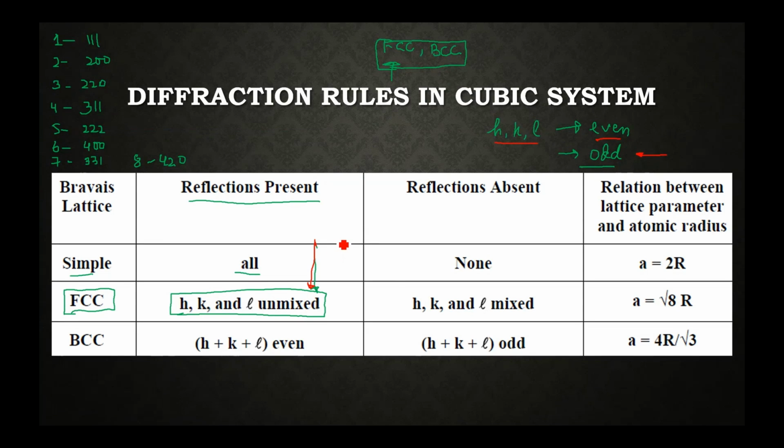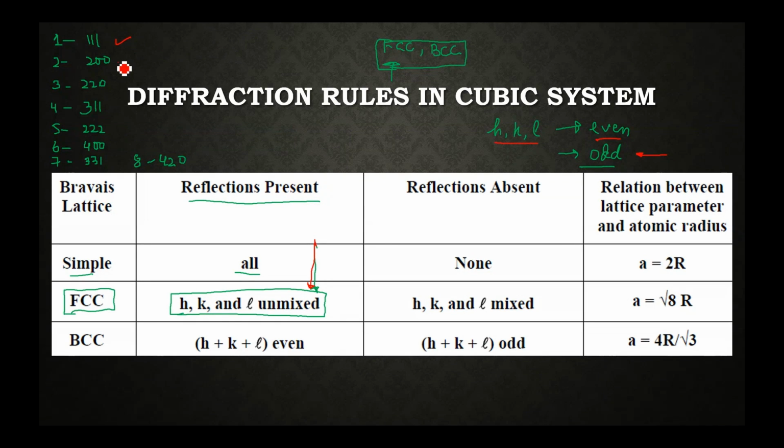अगर सारी peaks इस criteria को fulfill करेंगी, only then you can say that your material is FCC. Clear? So we start looking at peaks one by one. First peak, 111. क्या ये criteria को satisfy करती है? Odd है, सारी odd है तो satisfy करती हैं.